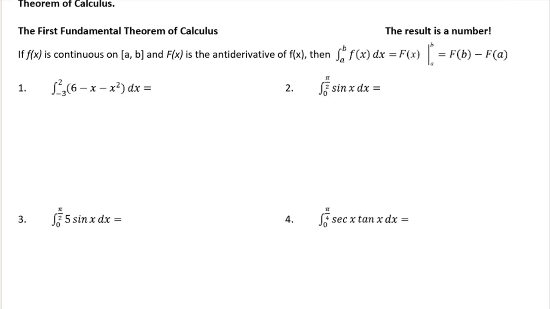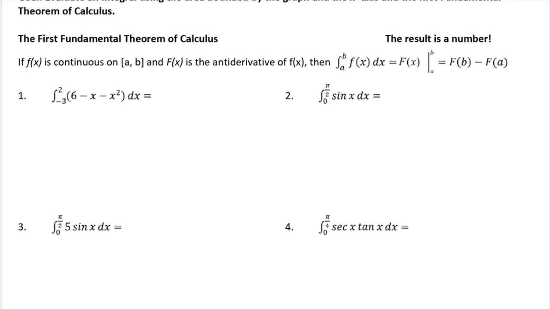When you look at the fundamental theorem of calculus and you're evaluating any integral with limits, what you want to keep in mind is the result is always a number. Okay, so if I've got limits A and B, whether it's -3 to 2 or whatever, that result should be a number when I get done.